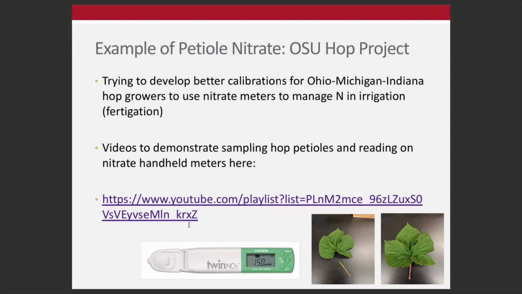Here's a link, if you're interested, to some YouTube videos. This is a research project where we're trying to develop better ranges of nitrate for hop growers, so hop growers can manage nitrogen better and have a better idea of what nitrogen needs they should run through their irrigation lines. If you're interested in this or want to learn more from a specialty crop perspective, you can certainly click on that, and there are several videos in there that will lead you through it.